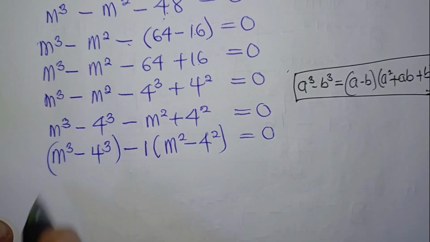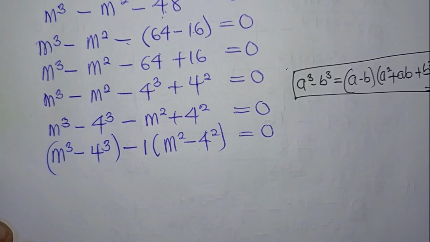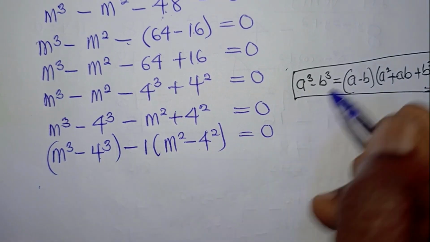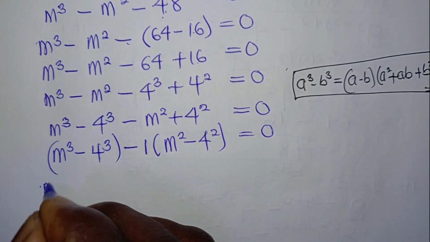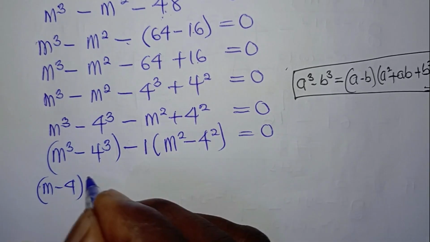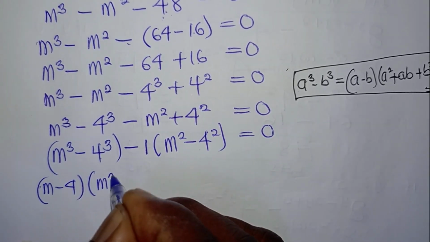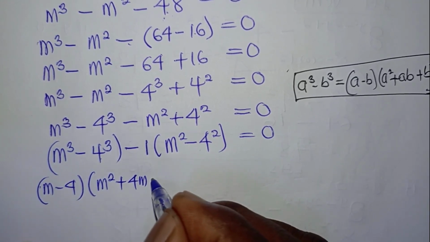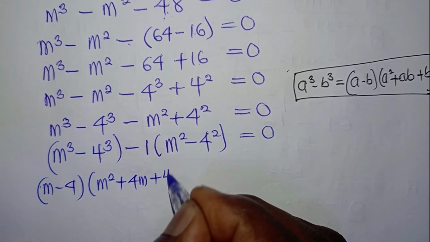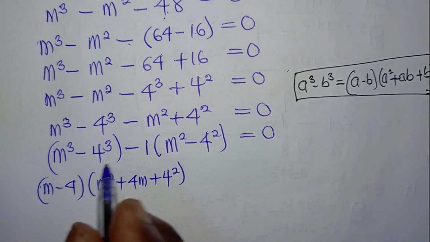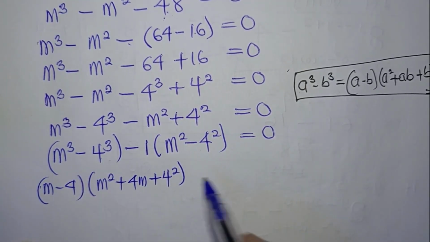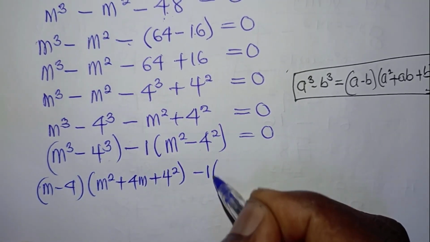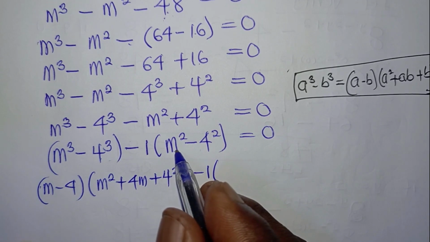So applying this one here, we have a equals m and b equals 4. So we can have m minus 4, brackets open, then we have m squared plus 4m plus 4 squared. So that is how we can expand this particular expression. Then we have minus 1 outside. Here too, we can apply another rule.